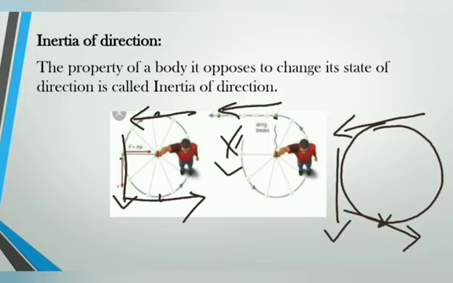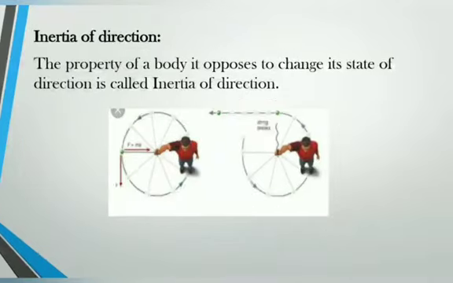So if we leave the stone here, this will be the direction, and it will move along that direction. It will not move in a circular manner, because it opposes a change in its direction. It will move along the same direction. It will not change its direction. This is an example for inertia of direction.